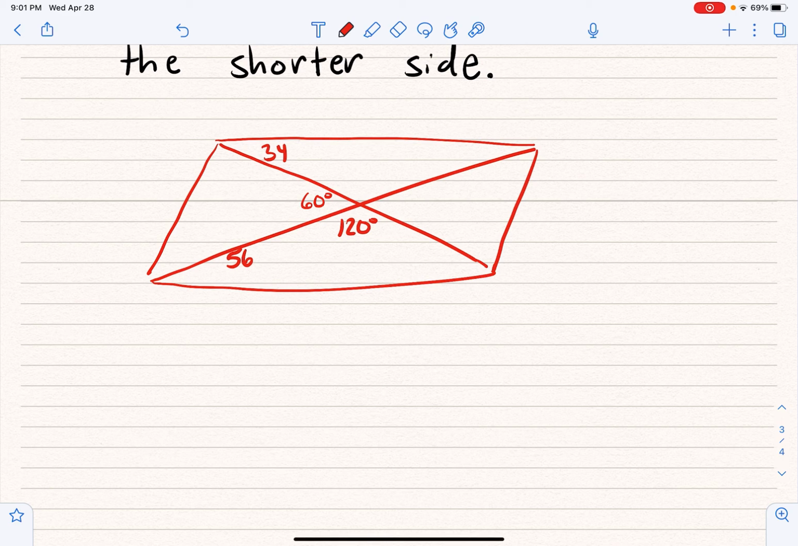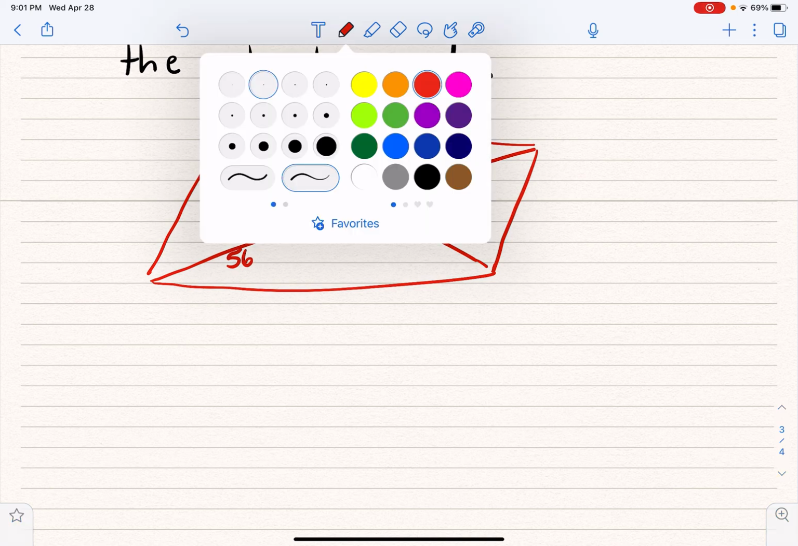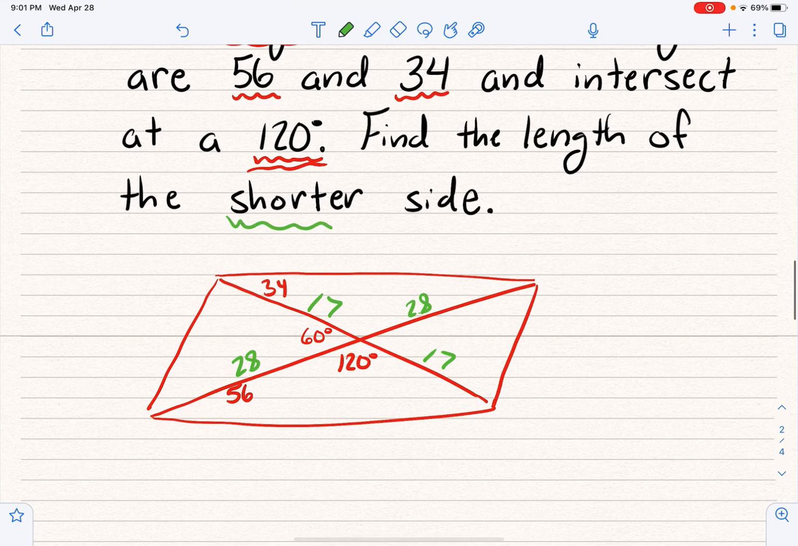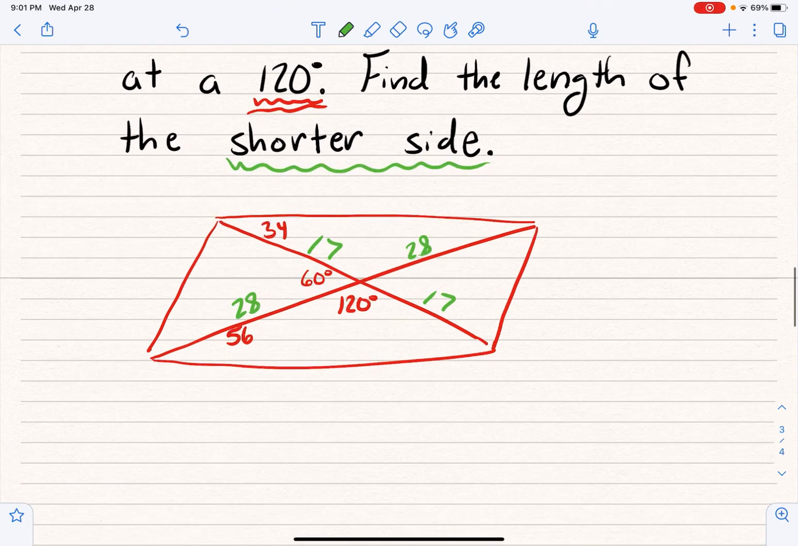There we go. Now, we know that the diagonals of a parallelogram bisect each other. So if that whole thing is 34, then we've got 17 over here, 17 over here. If that whole thing is 56, we have 28 over here and 28 over here. Now, we're looking for the shorter side of the parallelogram. Well, that would be this side right here, which is actually going to come from the 60 degree angle, not the 120. Clearly, the 120 degree angle is going to be opposite the much longer side.